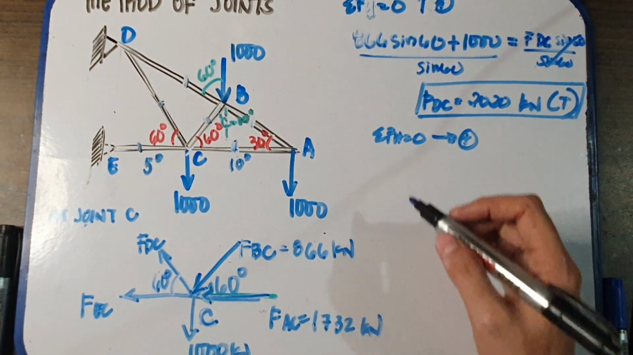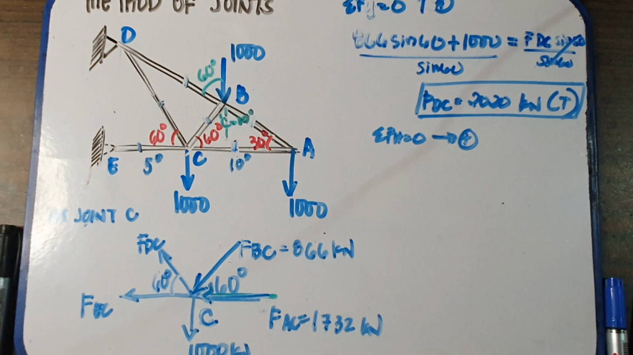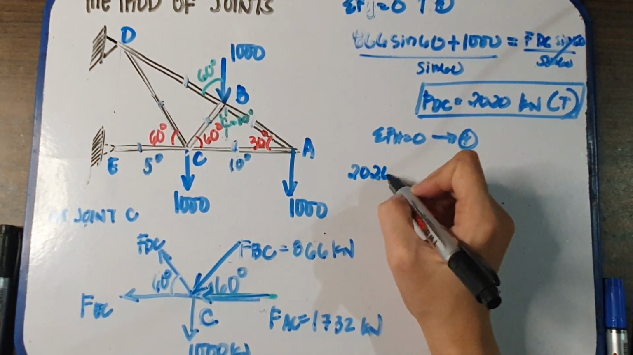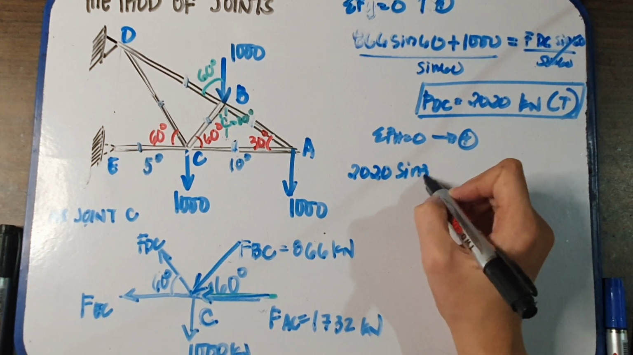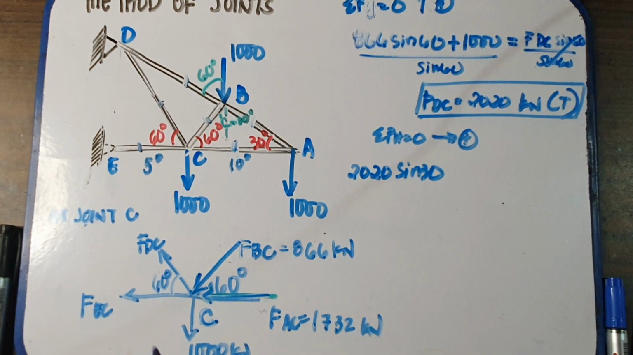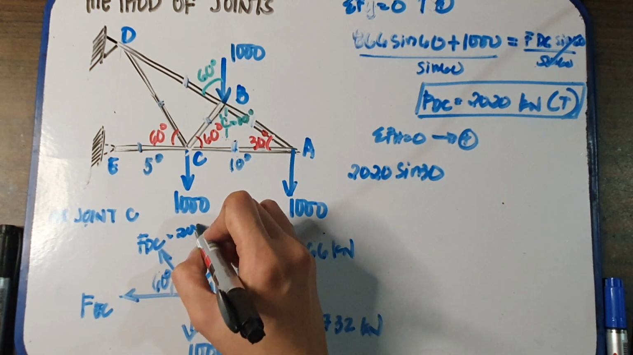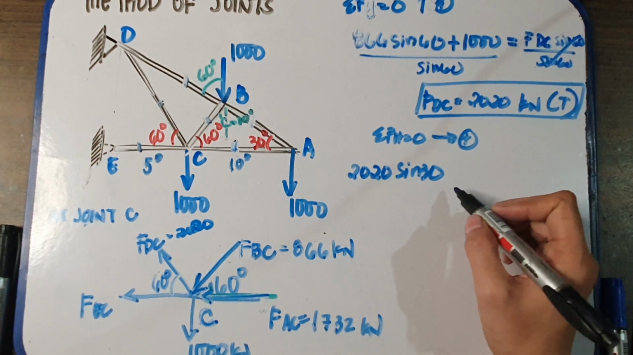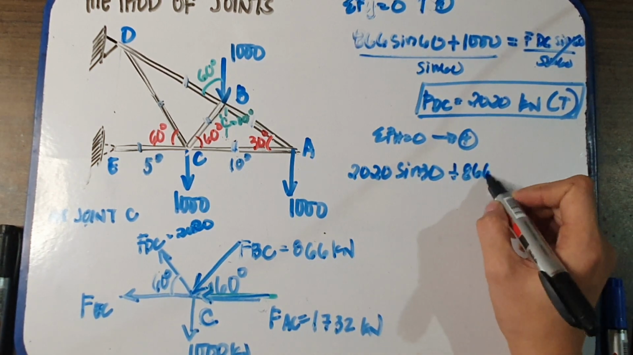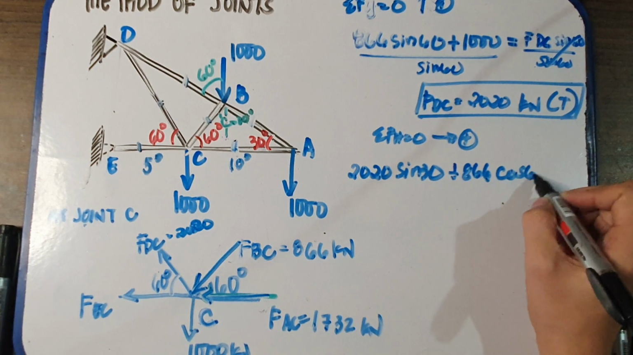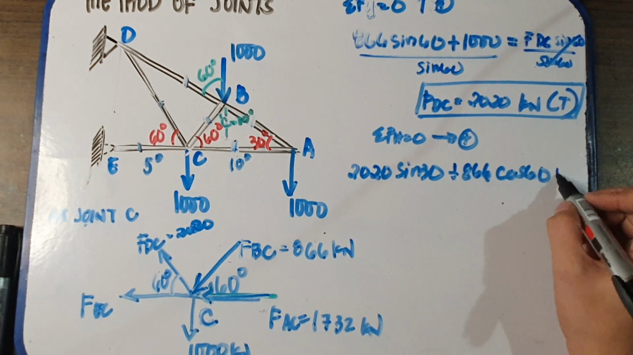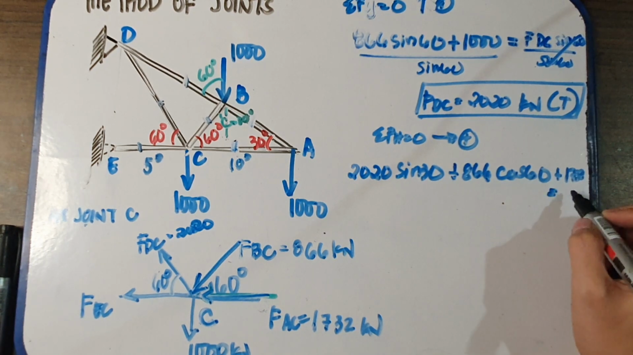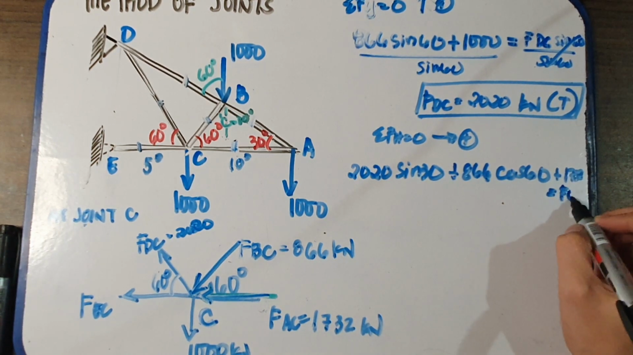Okay, next, summation forces horizontal is equal to 0 and that's the time na makukuha na natin yung FEC natin. So, we have 20 sine of 30. Saan yung 20? Ito na yun. 20 sine of 30. Okay. Plus 866 cosine of 60. Okay. Plus 1,732 is equal to force EC.